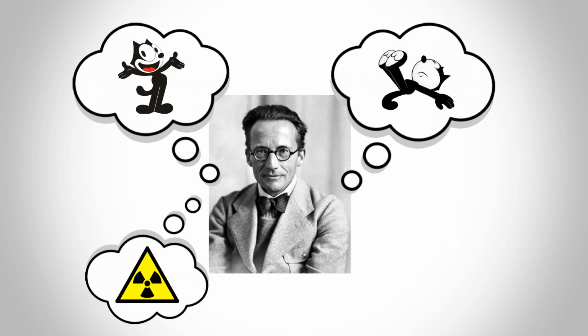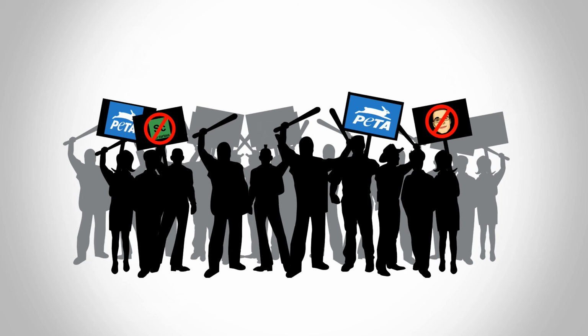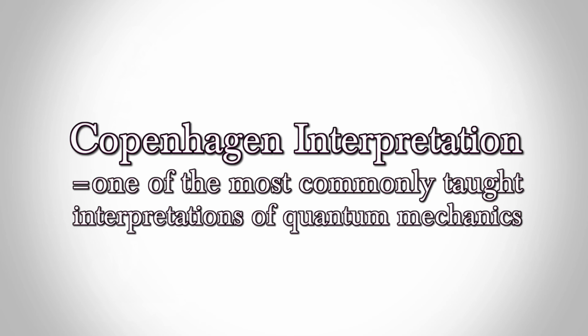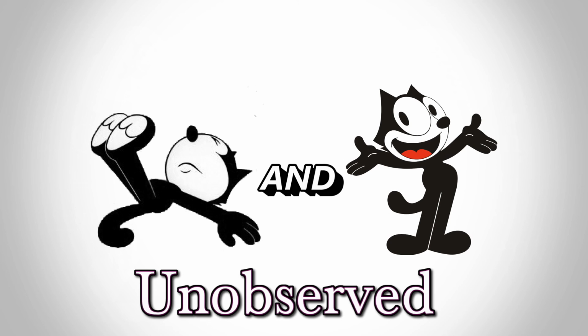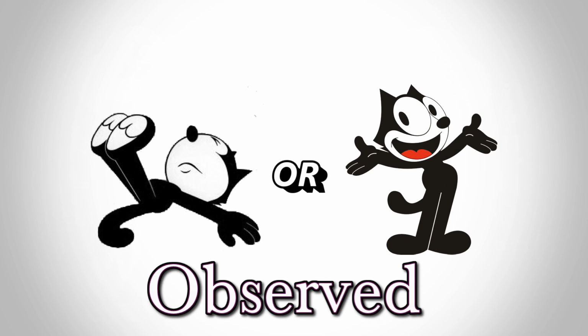He never meant this as a literal experiment, it's just a thought experiment to highlight the absurdity of the theory, so you can call off the animal rights activists. According to Schrödinger, the Copenhagen interpretation of physics suggests that the cat is both dead and alive until such time that the state is observed.